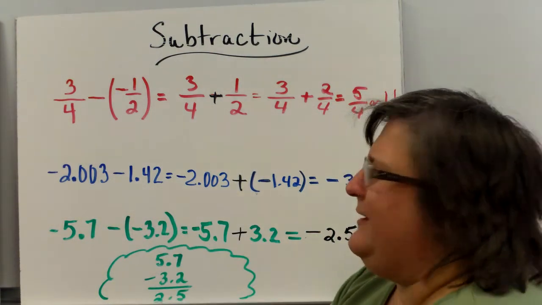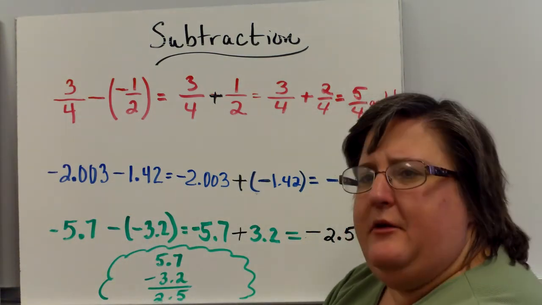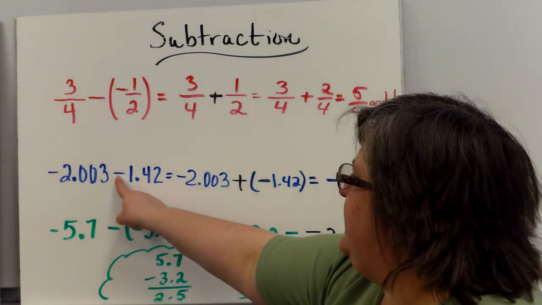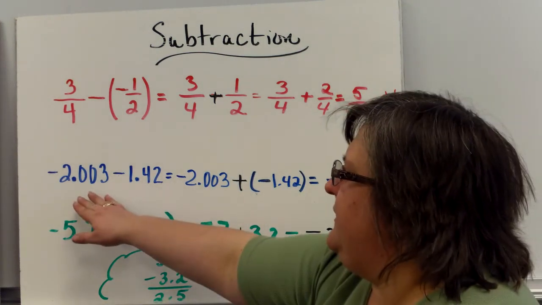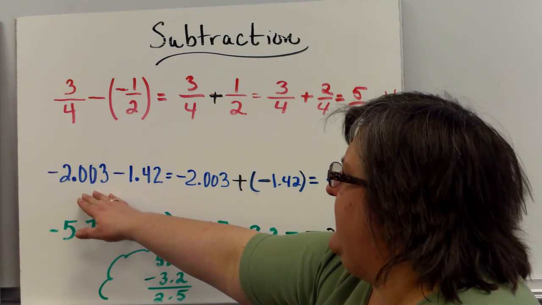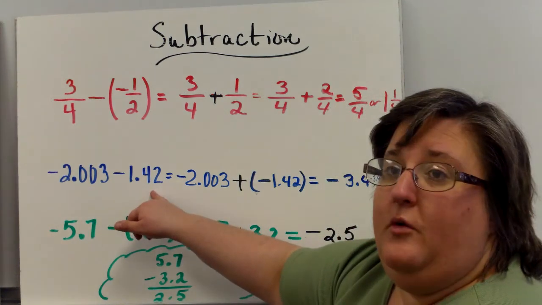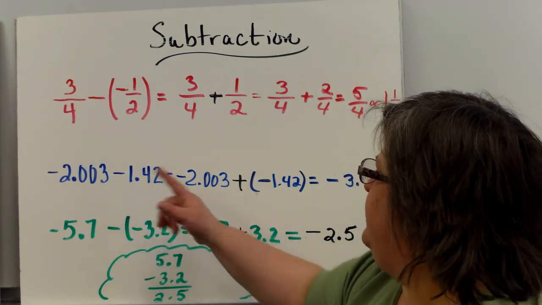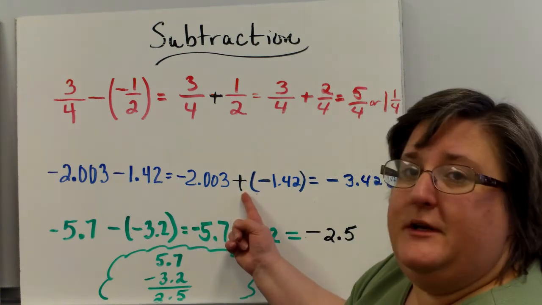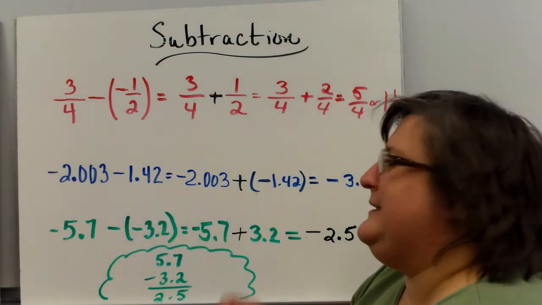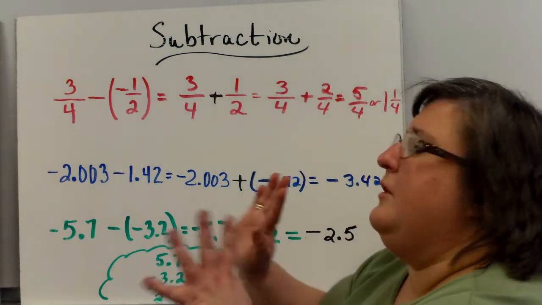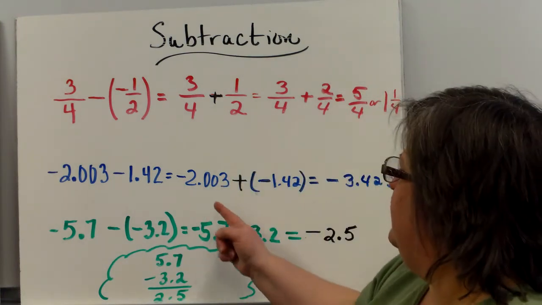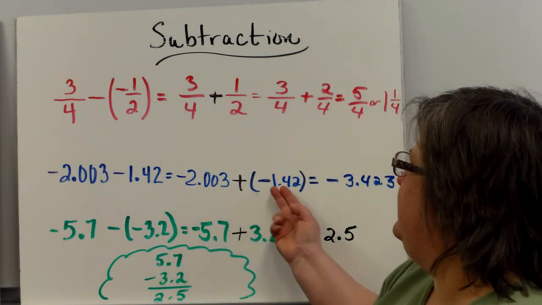Decimals, same kind of situation. Again, make 2 changes. We're going to change this sign. Right? We got the -2 and 3 thousandths. We're going to subtract 1 and 42 hundredths. Change the subtraction to an addition. Change the sign of the number that follows. So again, we're going back to addition. Now a negative plus a negative.